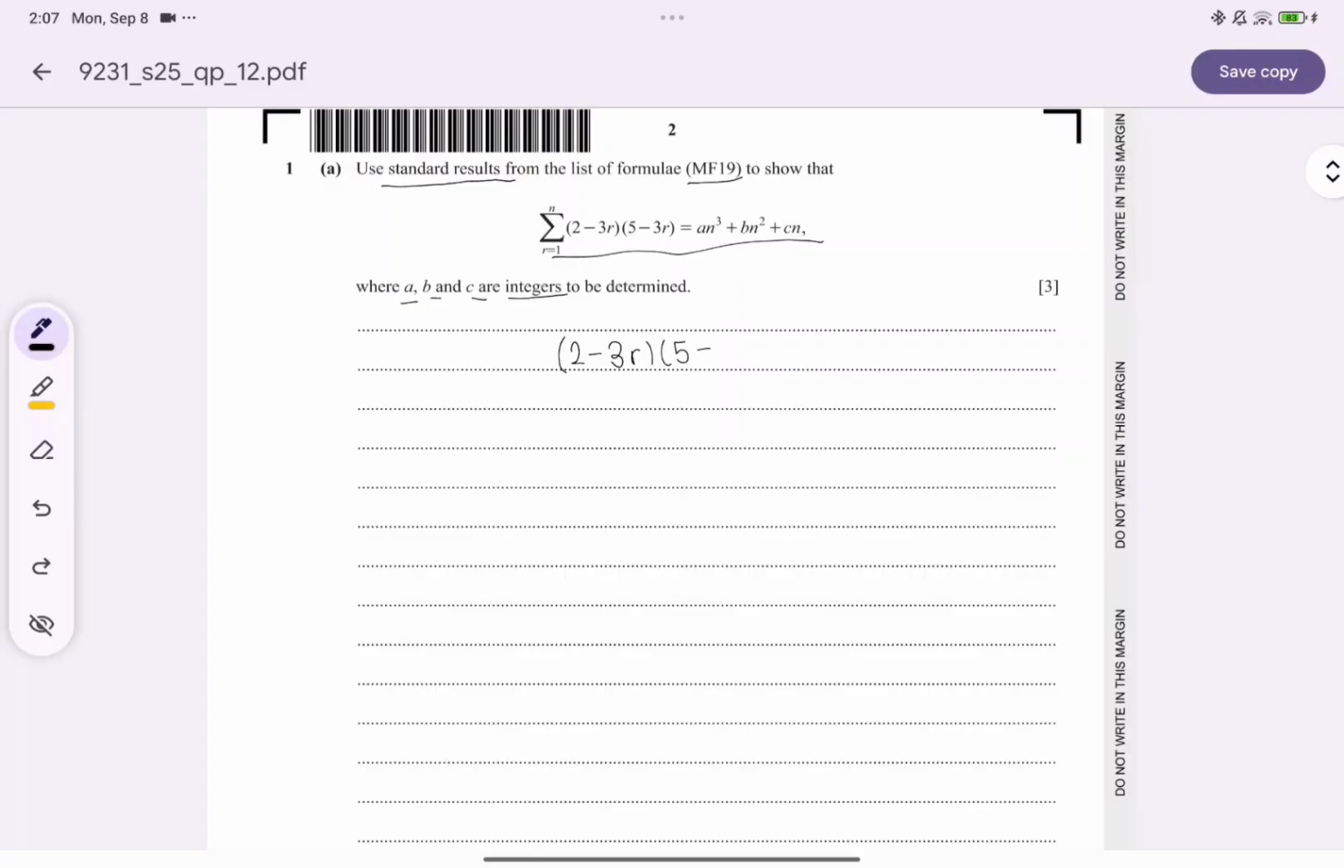So let's write down our expression on the left hand side and just expand everything out. So 2 times 5, that's 10. 2 times negative 3r, that's minus 6r. And then for minus 3r times 5, that's minus 15r. And minus 3r times minus 3r, that's plus 9r squared. So arranging everything together, we'll get 9r squared minus 15 minus 6, that would be minus 21r plus 10.